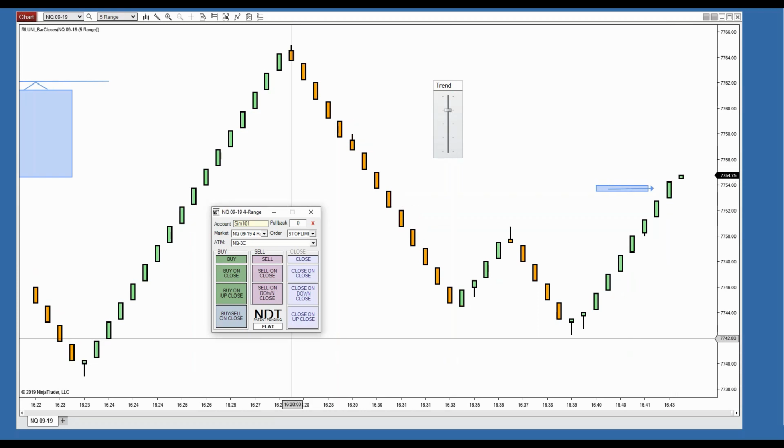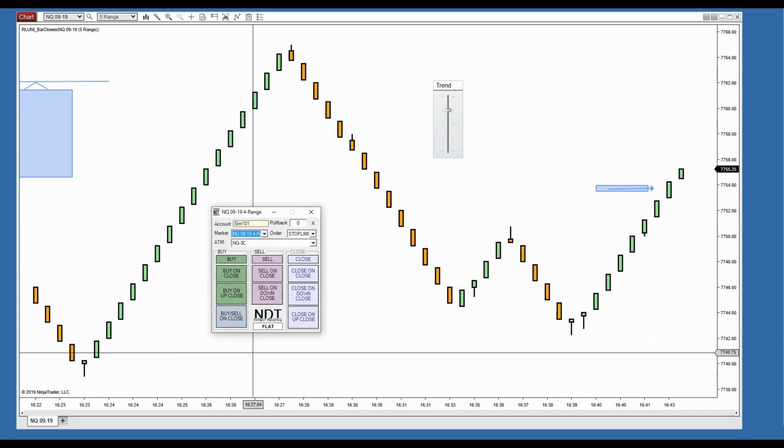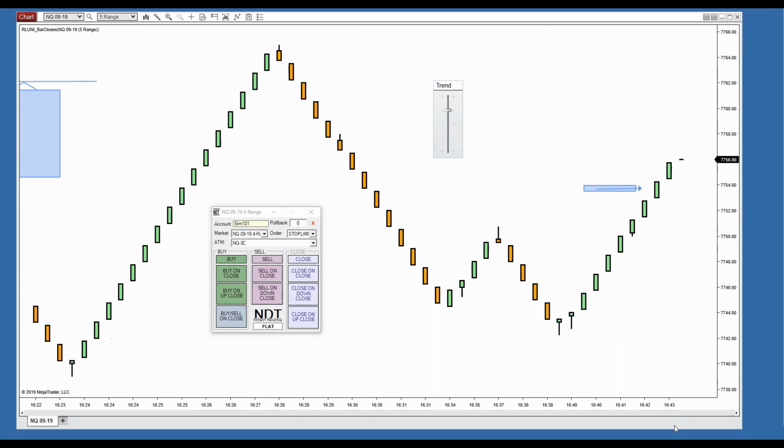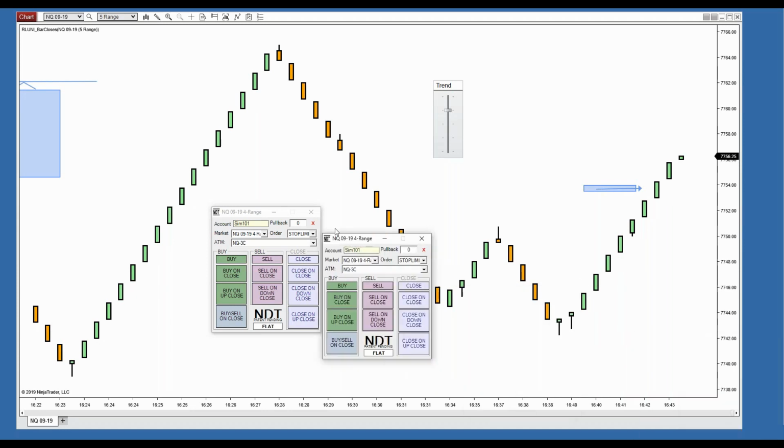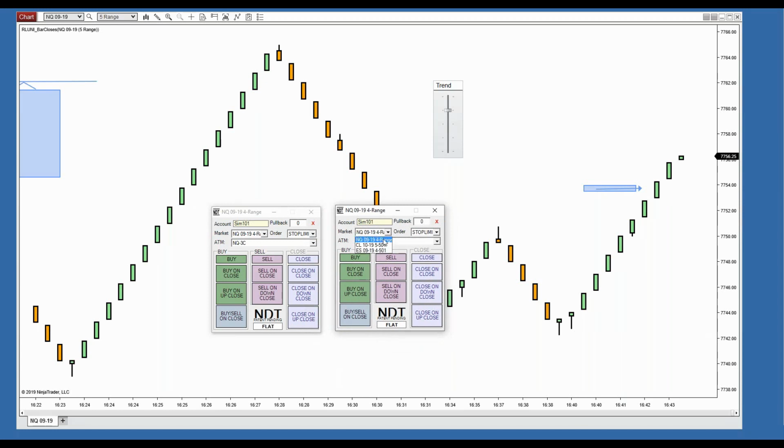I'm trying to think if there's anything else that I have. Again, you can trade multiple instruments. I only have the NQ activated, but you can have 9 or 10. Now, what you can do, I'm going to bring up a few NDTs, is you can have multiple NDTs up. Here's another one, and you can set this on crude. And there's another one somewhere around here. I think I might have dropped it. Let me find it.